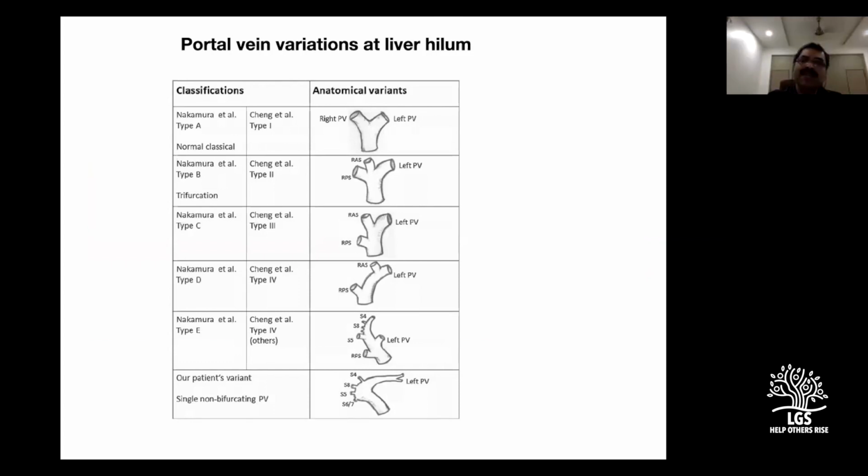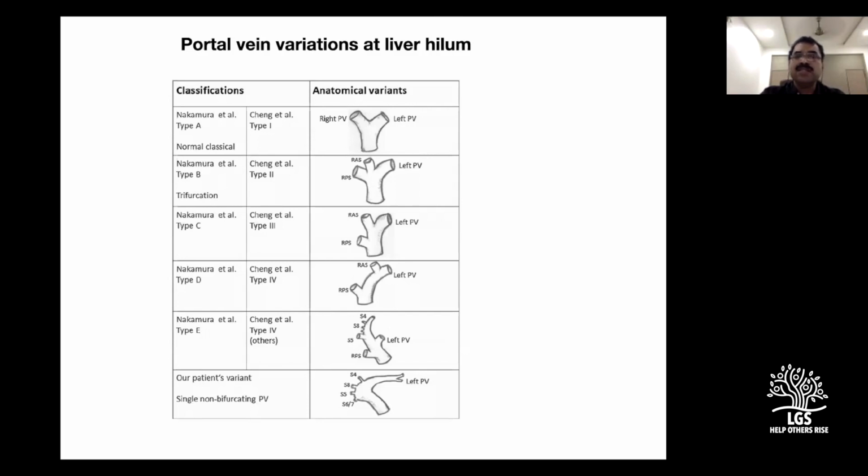There are other variations of the portal vein described because imaging of the liver has improved with the increased use of living donor liver transplantation. So when you do the portogram, you may see all these variations. Type 4 and type 5, or the other variations, are contraindications for living donor liver donation, because there is a risk of injury to the donor liver.